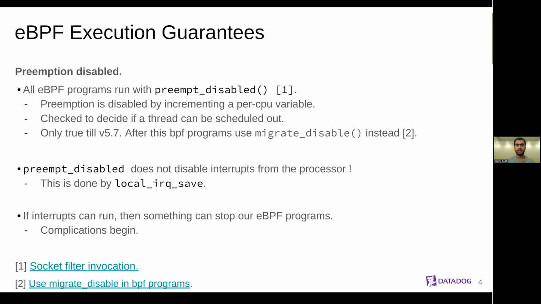eBPF programs run with preemption disabled. As a quick aside, this is only true until version 5.7, after which eBPF programs use migrate disable instead. Regardless, the core point here is that eBPF programs do not disable interrupts from the processor. The implication of this is that the execution of an eBPF program can be stopped midway. This is the core issue from which other complexities arise.